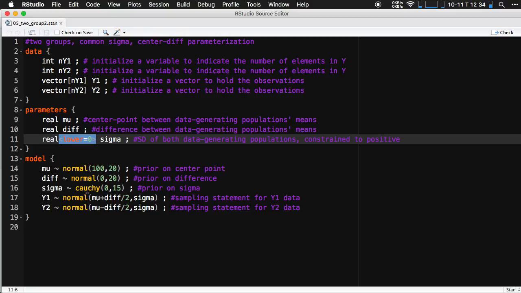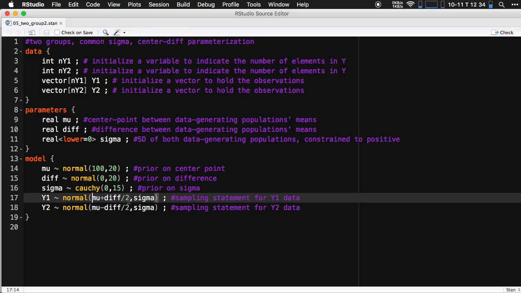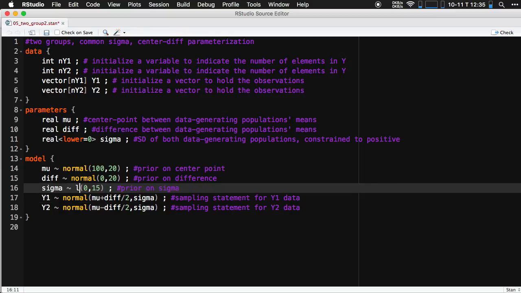In terms of priors for these values, and critically, y1 is mu plus the difference, and y2 is mu minus the difference. One has to be plus the difference, and the other has to be minus the difference. It actually doesn't matter which one you put plus and minus in front of, just as long as one is plus and one is minus. Sigma, again, we'll change this to log normal, 2.7 and 2.